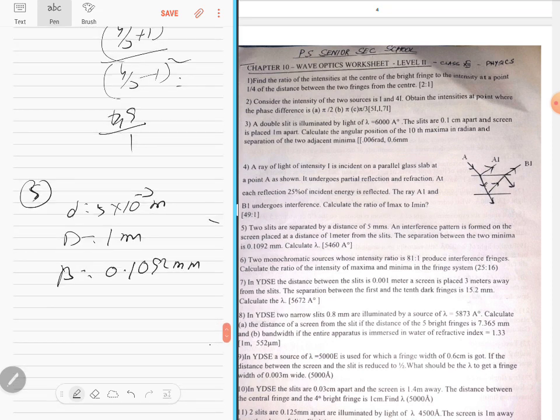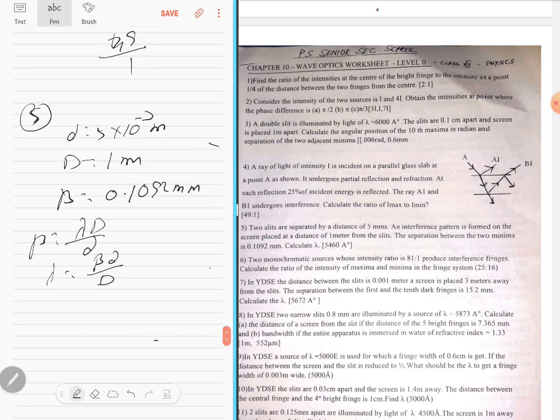So, calculate lambda. Beta is equal to lambda into capital D by small d. Hence you can calculate lambda. It's beta into small d by capital D. Just substitute to get the answer. Can I go to the next sum?